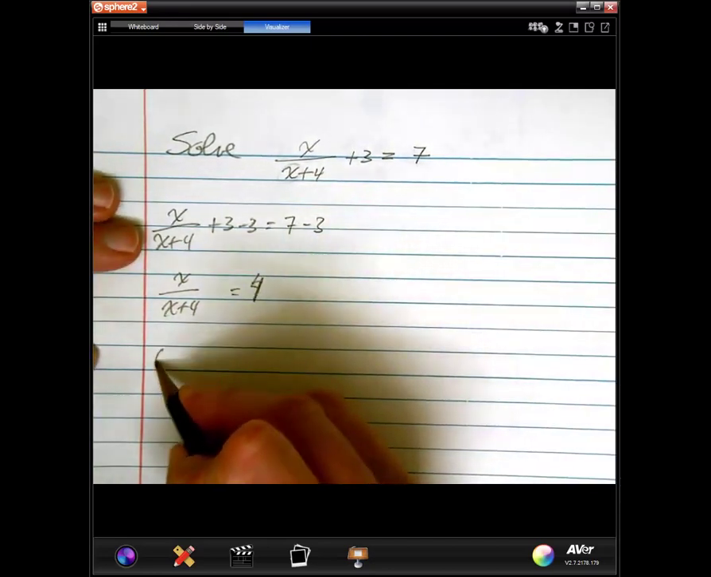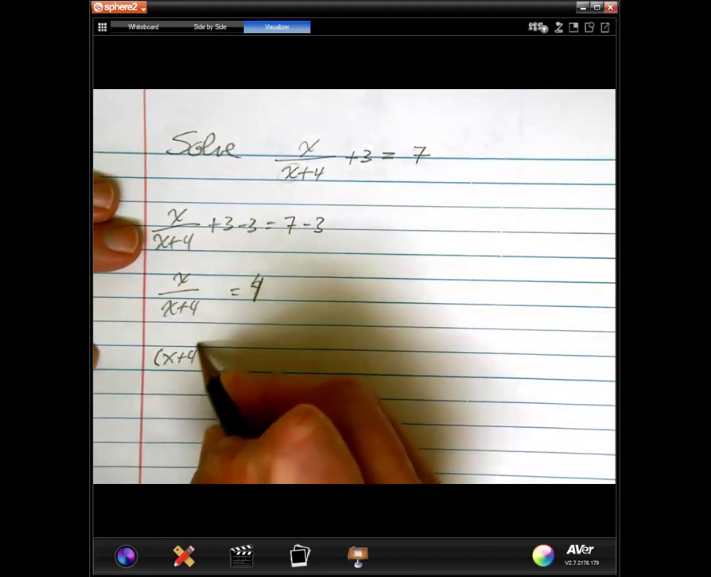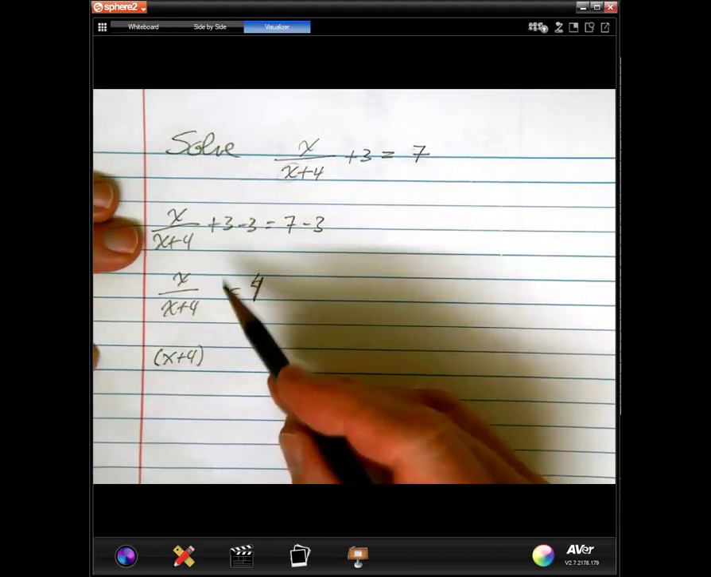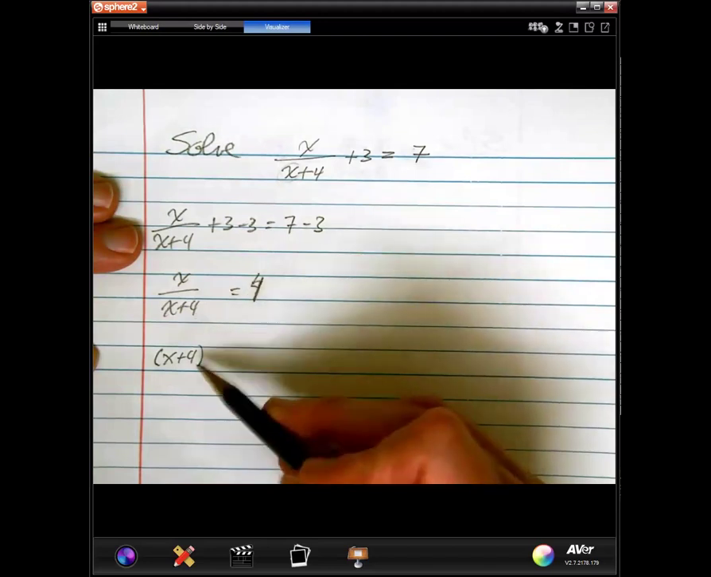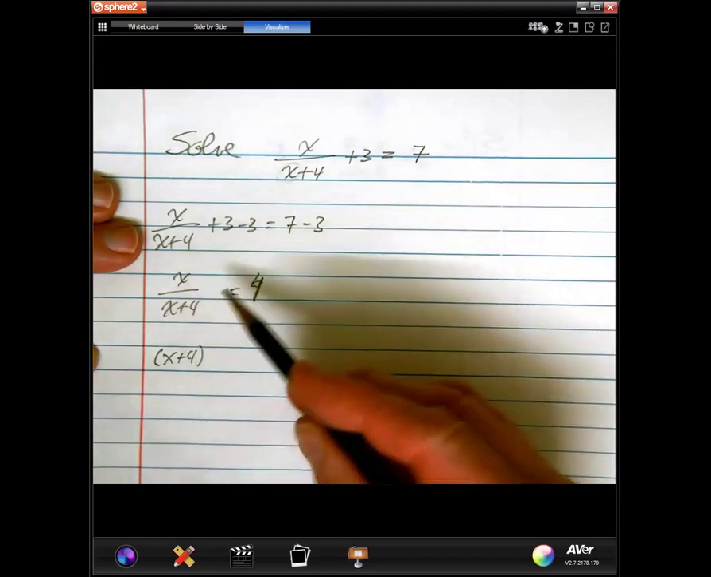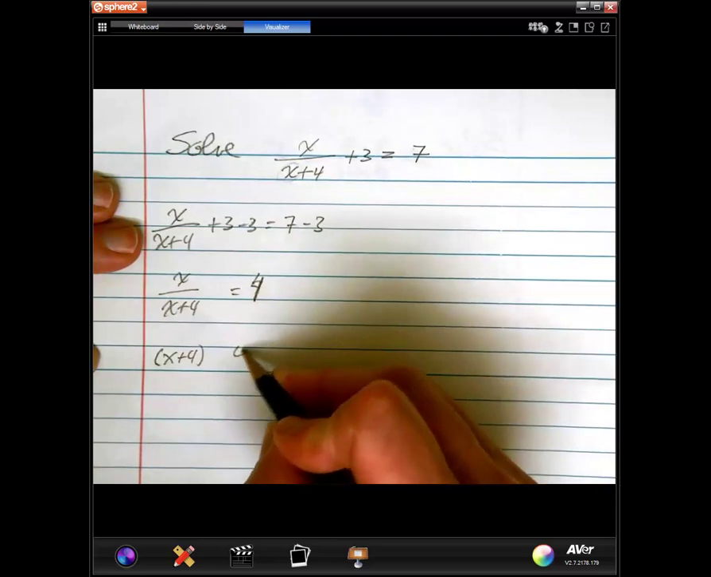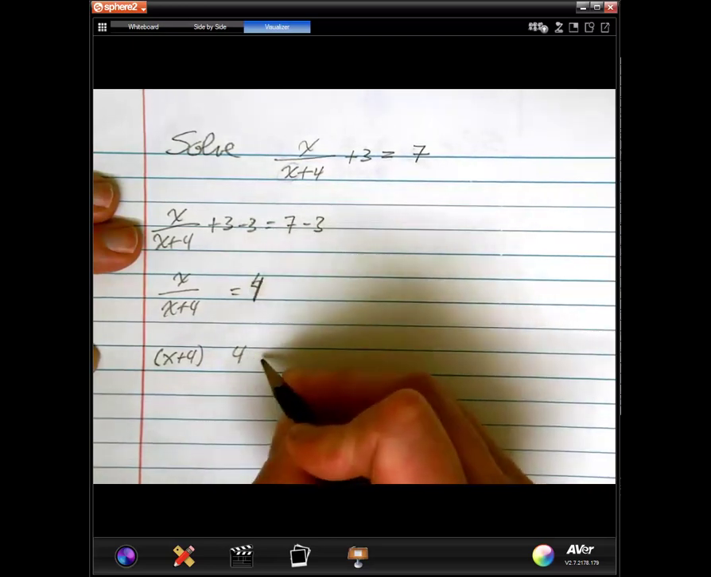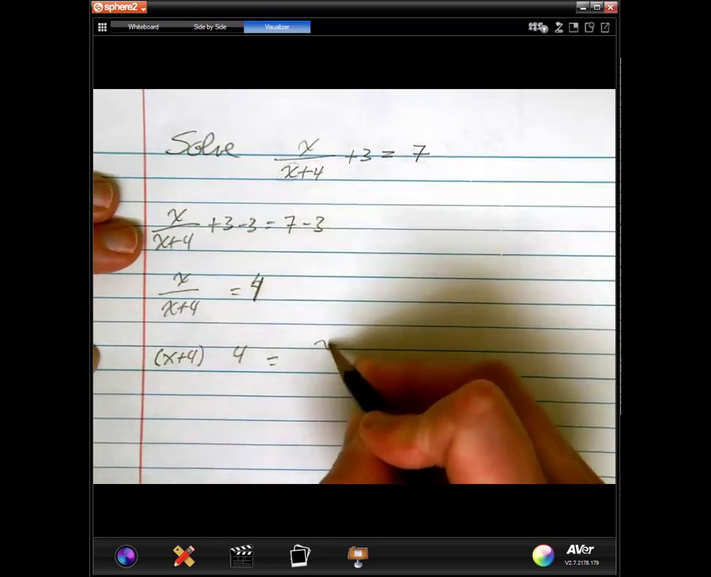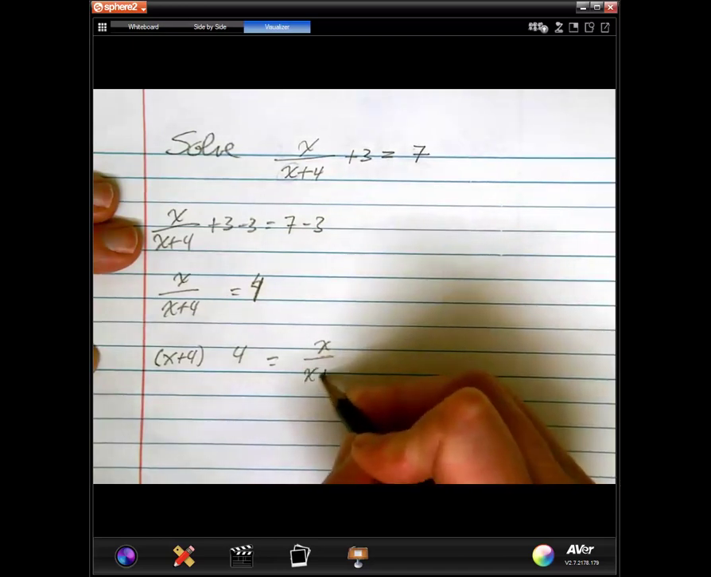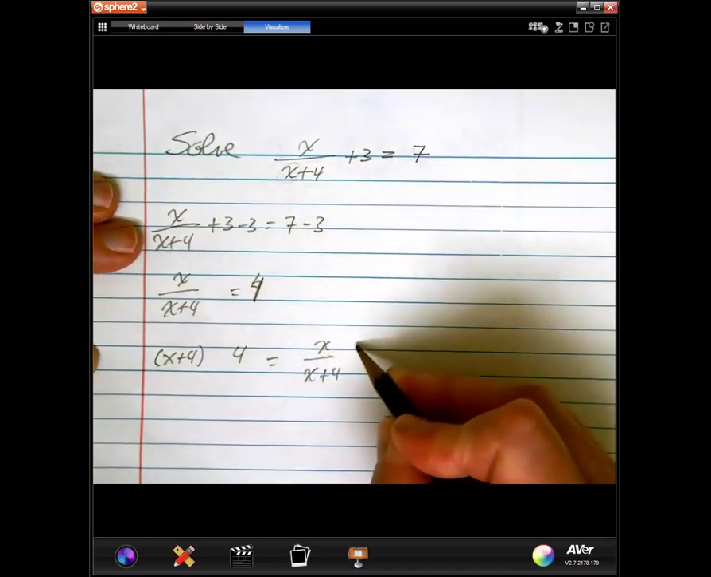The only way to do that is to multiply both sides. This is a fraction, and I'm trying to get out of that denominator, so I multiply both sides by the lowest common denominator, which in this case is just x plus 4. So I'm going to multiply both sides by x plus 4. I'm sorry, I'm bringing this to the other side here. I switch sides for no apparent reason.